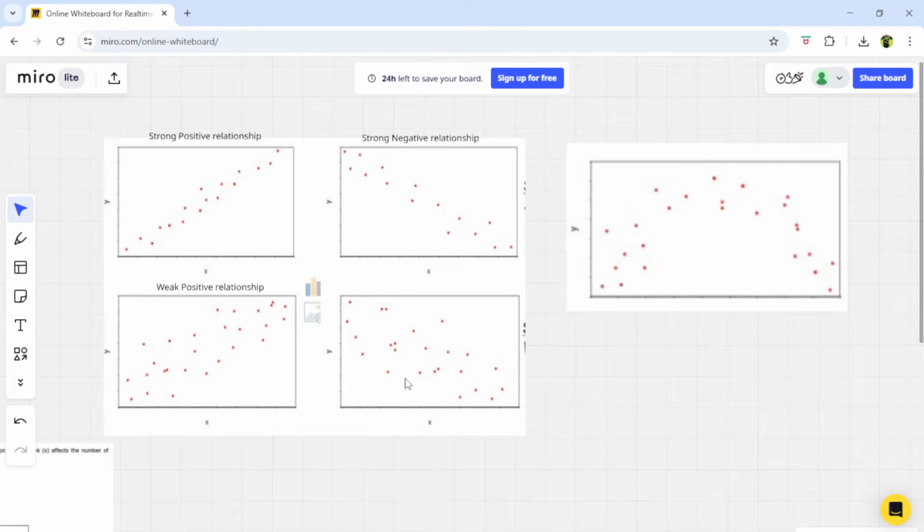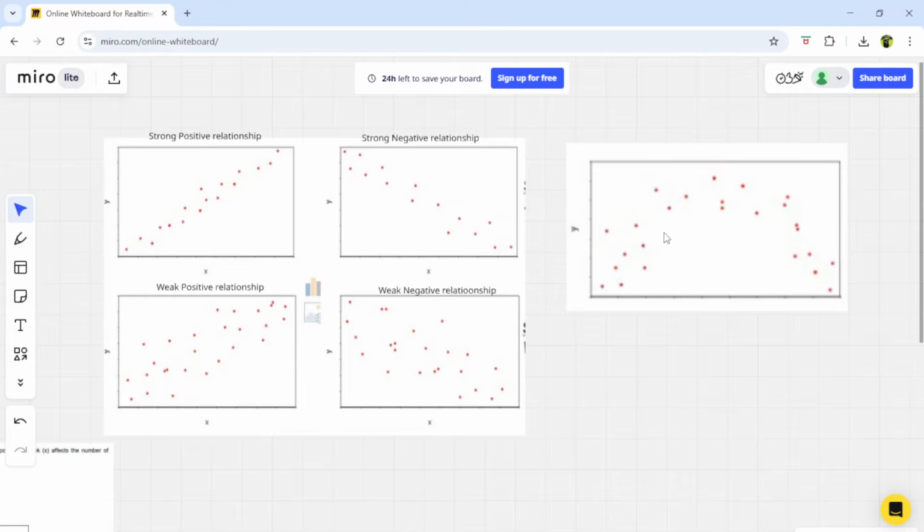Looking at this one now, it's going down from the left, and it's also scattered. So it's a weak negative linear relationship. This one is going to be a weak negative relationship. It's a weak negative relationship.